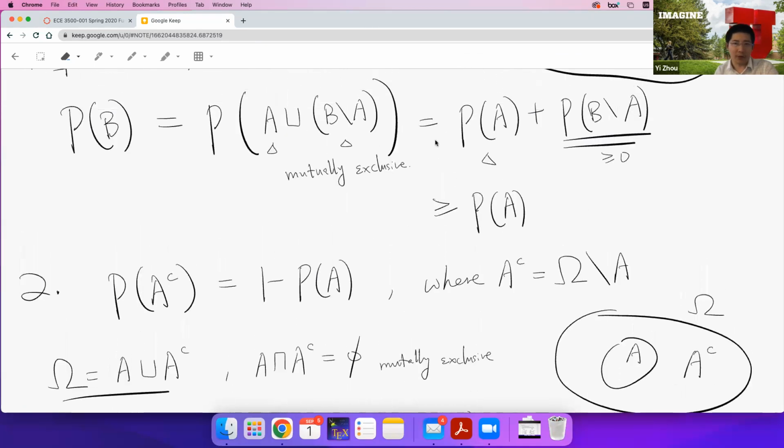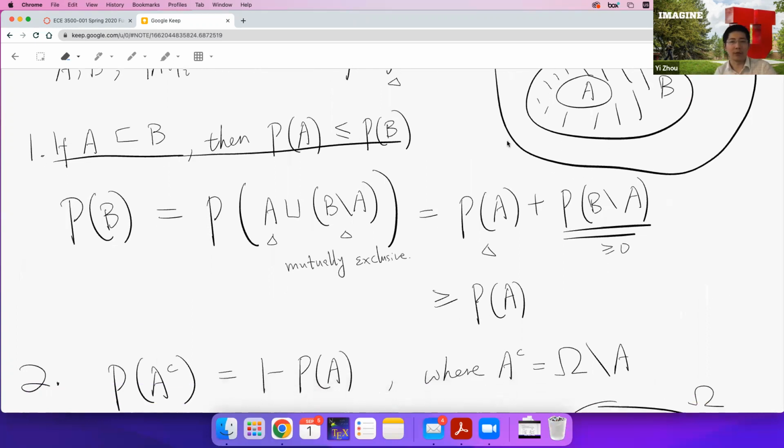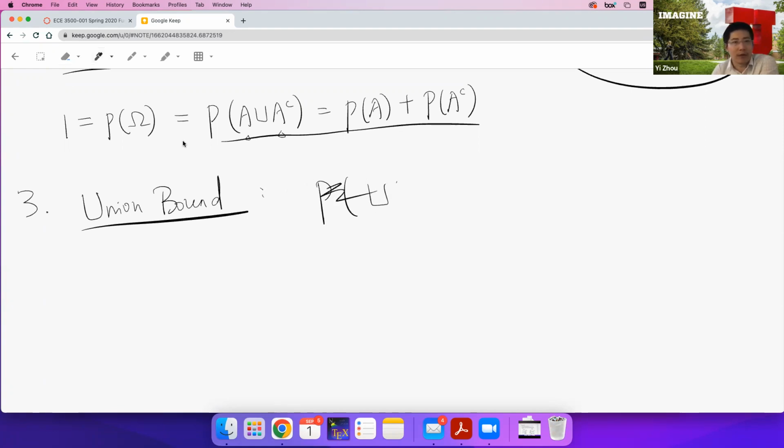From these two examples, you can already see that probably the most frequently used trick regarding the probability axioms is to always consider constructing or somehow relating to mutually exclusive events. So it's all about this structure. Now the third one is the union bound, which says that the probability of this union of events, let me write.